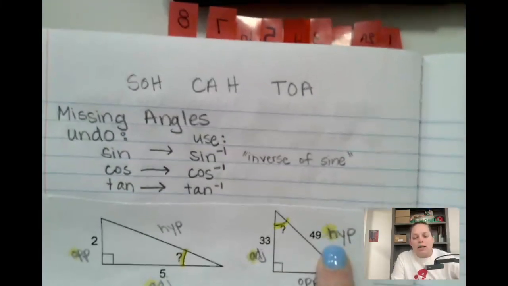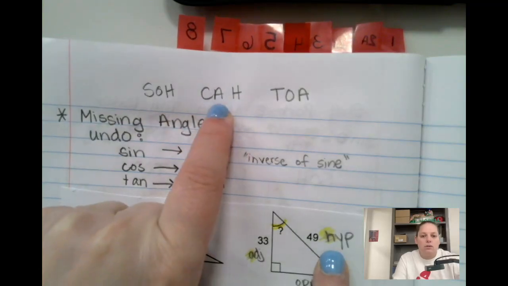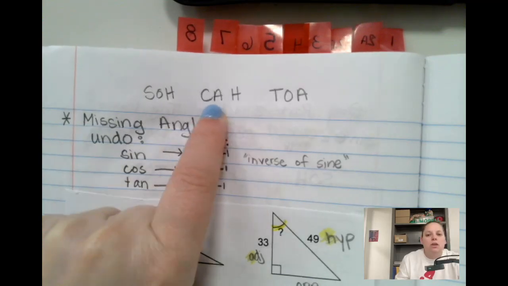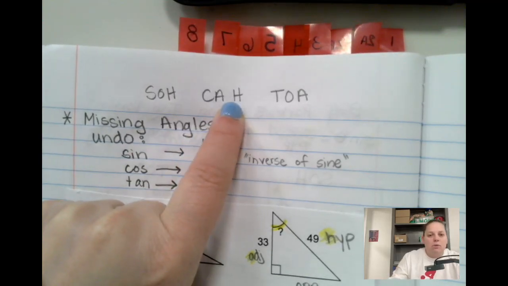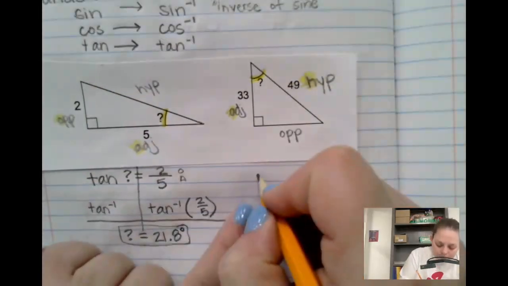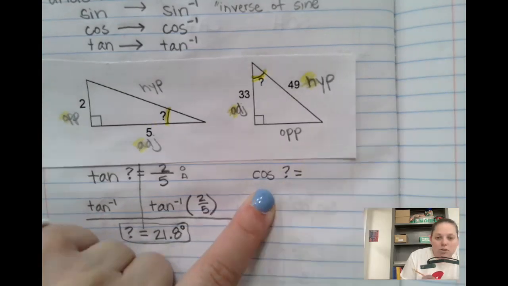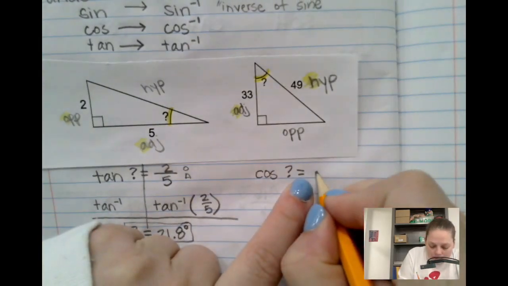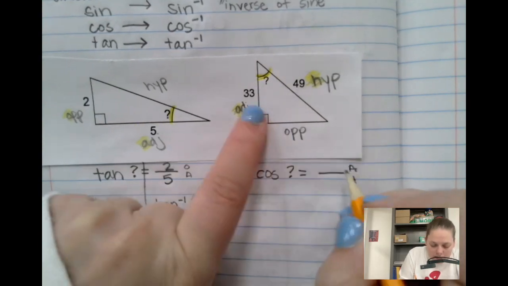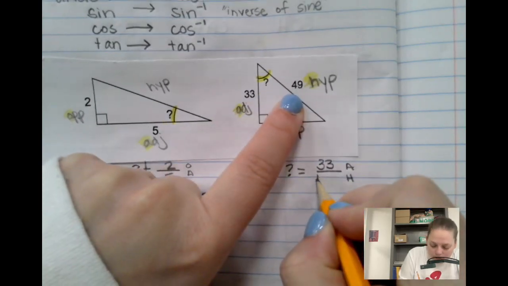So I go back up, I need AH. This one is an A, but it doesn't have an H, so I need adjacent and hypotenuse. So that's my cosine. I don't know why I wrote H so far away, but I did. All right, so we're going to do cosine of our question mark. Angle comes after the cosine, and it's AH. So A over H. A is 33 over my H, which is 49.